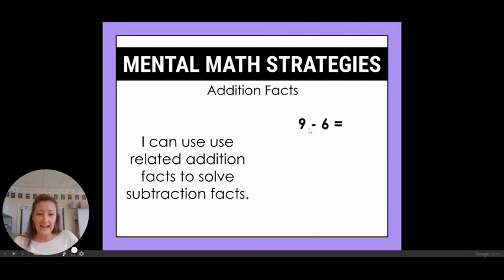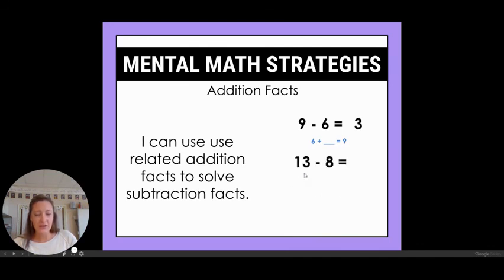So for example, for 9 minus 6, I can think about this as 6 plus what equals 9. So what I could do is start at my 6: 6, 7, 8, 9. Again, I have 3.